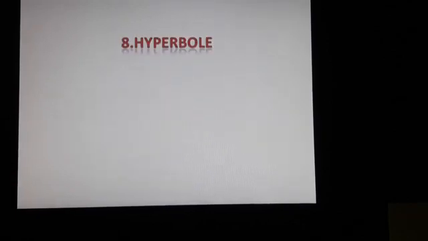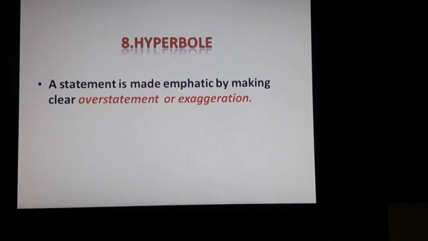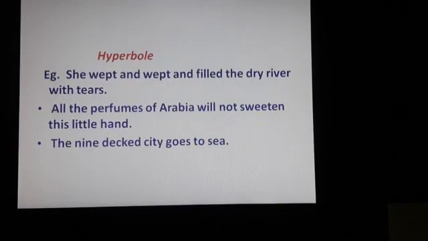Next is your hyperbole. What is this hyperbole? Here the statement is made emphatic by making clear overstatement or exaggeration. You know, when impossible things are spoken, you know, sometimes even the small things are made it very big. We call it hyperbole. You see your example. She wept and filled the dry river with tears. You know, wept means weeping. She wept so much so, the dry river was filled with tears. Is it possible? Not at all. How much she can cry? It's not possible. This type of sentences, when impossible things are spoken, we call it hyperbole, exaggerated.